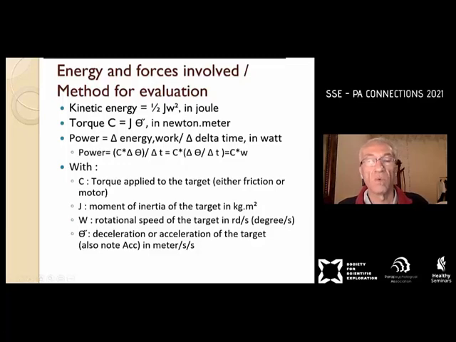And then we work on something which anybody knows because we talk about watts. It's the power, which is the difference of energy divided by the difference of the duration during which this energy is used, which is equal to C, the torque, multiplied by the rotational speed.